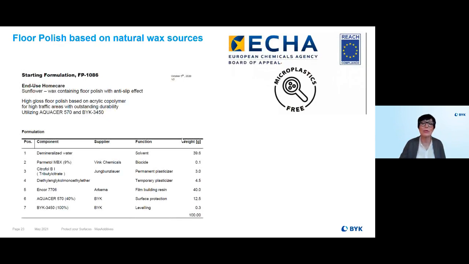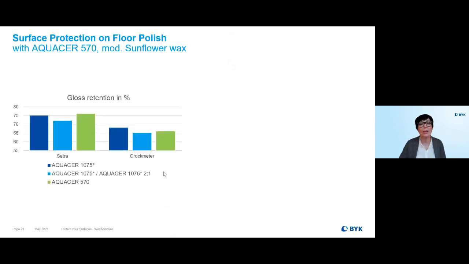So what BYK is developing now is to come up with products which can substitute the high density and polypropylene wax in the future. We have here a starting point formulation which contains our sunflower wax, Aquacer 570. And you might think, from all what I told you before, it cannot work because the melting point is below 100 C and will never give a good mechanical resistance.